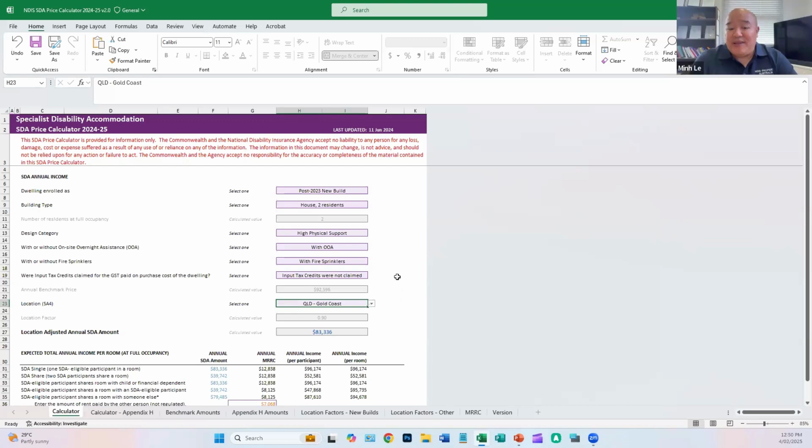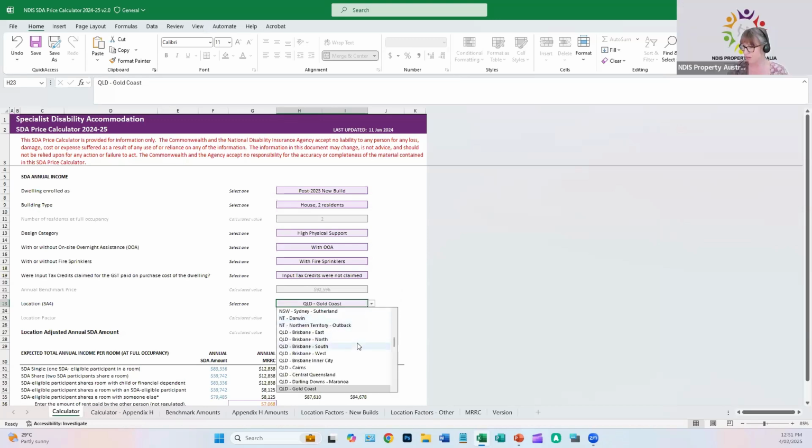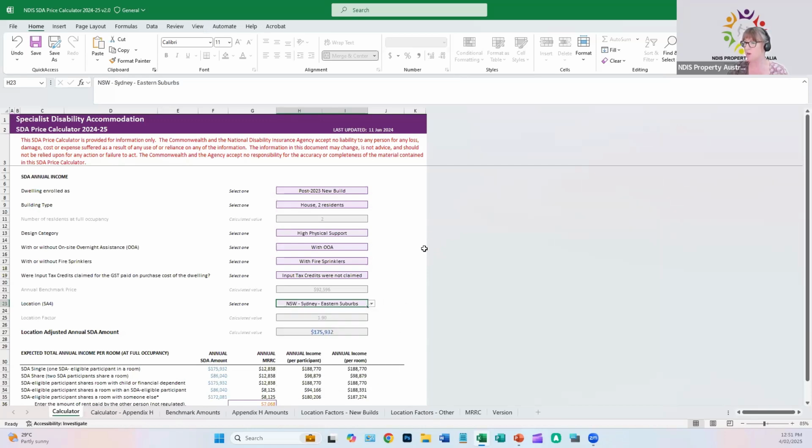Can you show me Bondi, Debbie? Bondi Beach? I'll show you Bondi, which would be in New South Wales, Sydney, eastern suburbs, 1.9. I said 1.8 in Sydney, 1.9. There you go. So that kind of makes a bit more sense, although I still think that it's not going to compensate you for developing something in Bondi. But that's how it works.